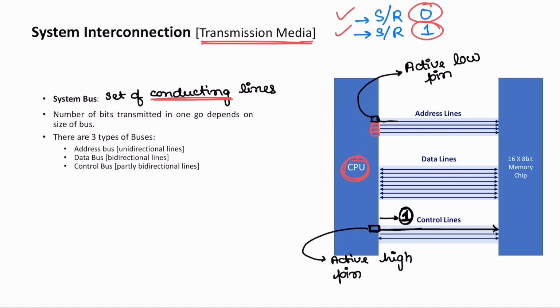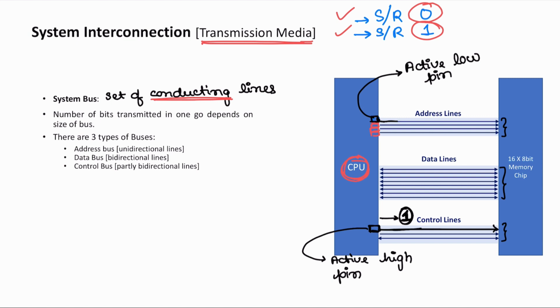System bus is nothing but a set of these conducting lines. These are conducting lines, these are conducting lines, these are conducting lines. So system bus is nothing but a set of conducting lines which are used as a shared transmission media between two different components. And the number of bits that can be transmitted in one go depends on the number of lines in the bus, which is also called the size of the bus.